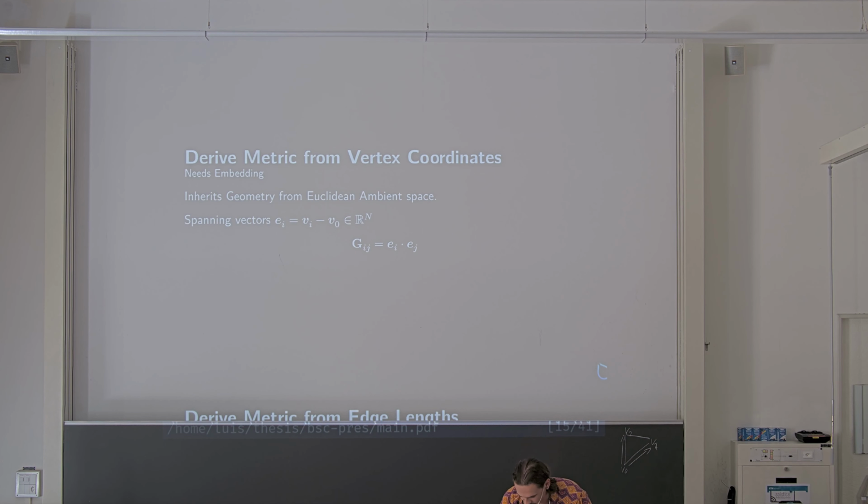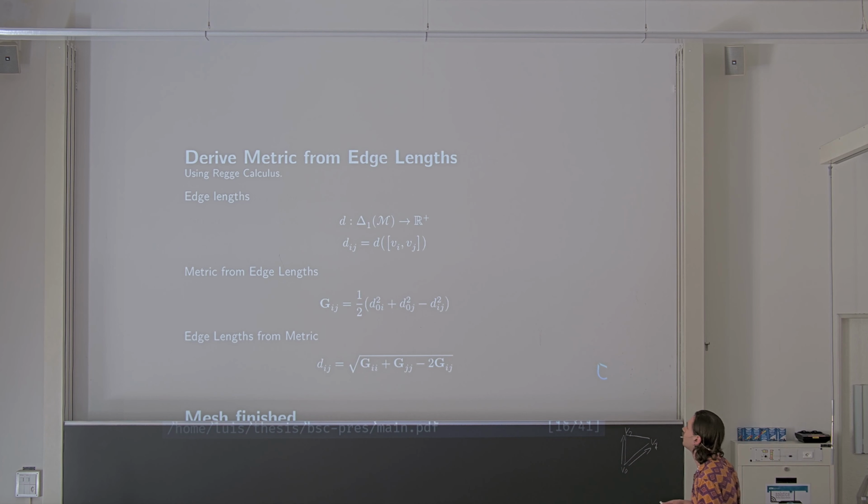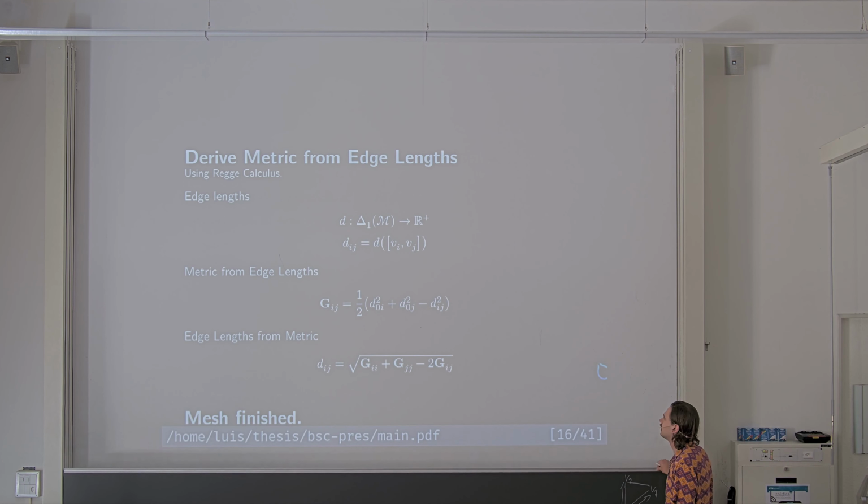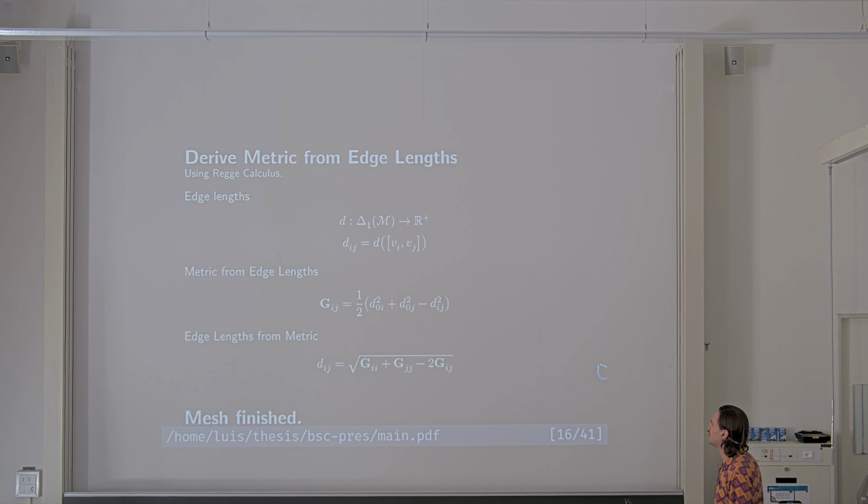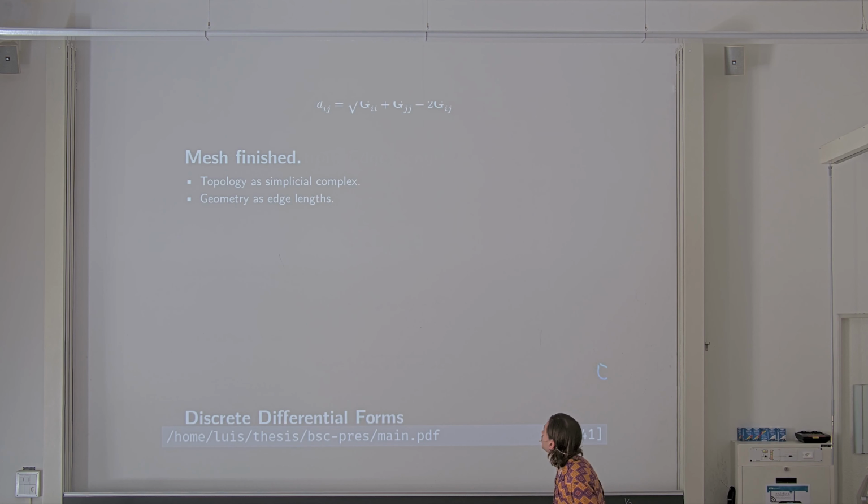If we don't start with coordinates, we can instead directly go from the edge lengths of the simplex. It turns out that the edge lengths are exactly equivalent geometric information to the metric. So these are coordinate independent: for 2 vertices, we can always measure their distance. That's just a real number. And using some basic geometry, like the law of cosines, we can compute the entries of the metric based on the edge length, and also vice versa, go from the metric to the edge length. So these are basically equivalent. This finishes the definition of our mesh. We have a topology and a geometry, and now we can get to the differential forms.